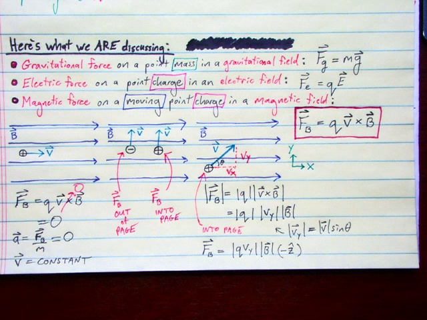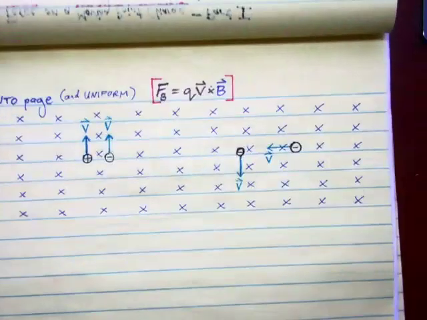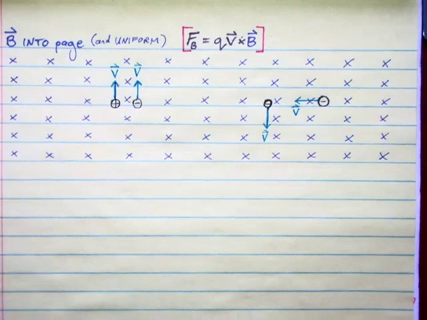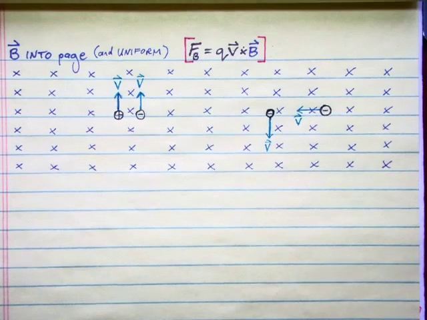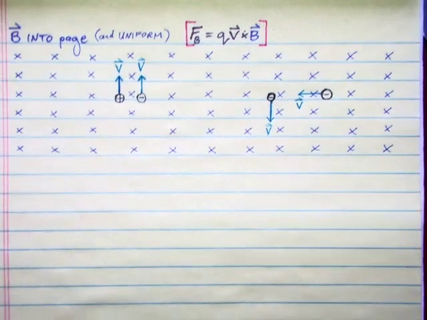More on that later. Okay, let's look at some examples from a different perspective. Let's say instead we've got a B field pointing into the page, and it'll be a uniform B field in the page. I'll pause here.